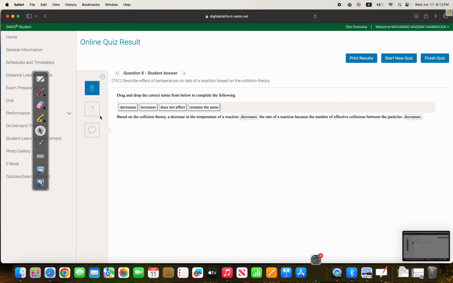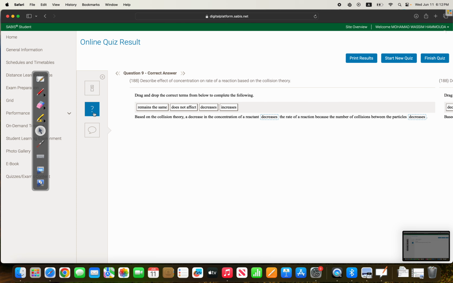Number 8. Based on the collision theory, a decrease in temperature of a reaction decreases the rate of reaction because the number of effective collisions between particles decreases. Number 9. Based on the collision theory, a decrease in concentration of reactant decreases the rate because the number of collisions between the particles decreases.